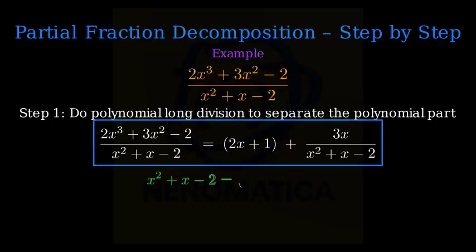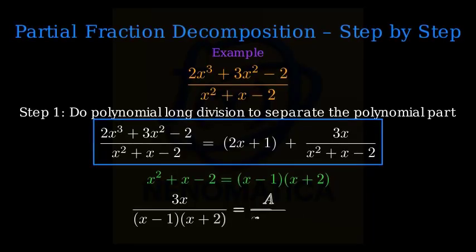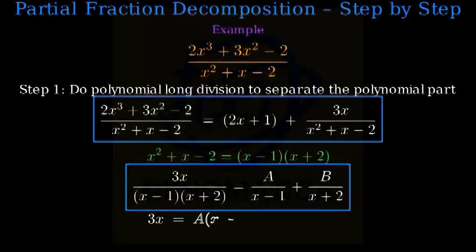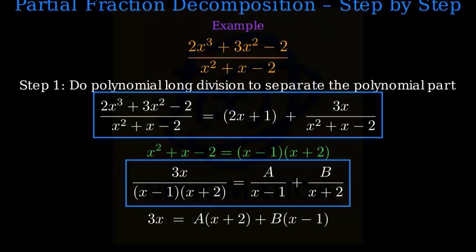Step 2. We now factor the denominator and set up the partial fractions. The denominator x squared plus x minus 2 factors into x minus 1 times x plus 2. We write the proper fraction 3x over x minus 1 times x plus 2 as a over x minus 1 plus b over x plus 2. Step 3. Clear denominators to equate numerators. Multiply both sides by x minus 1 times x plus 2. That gives 3x equals a times x plus 2 plus b times x minus 1.